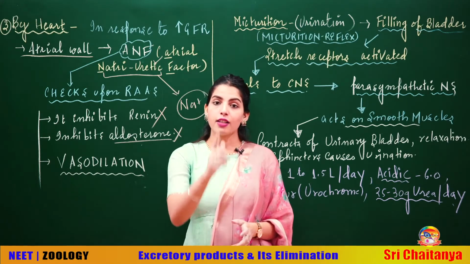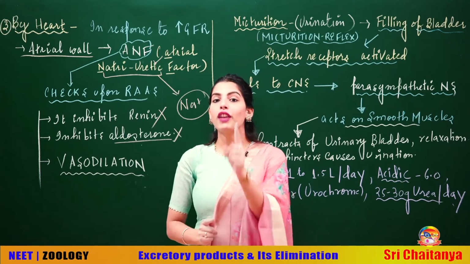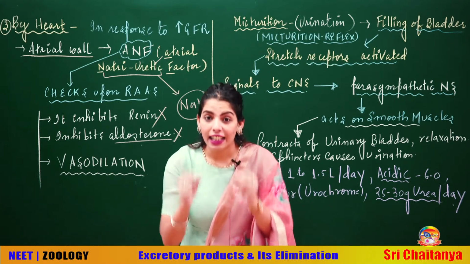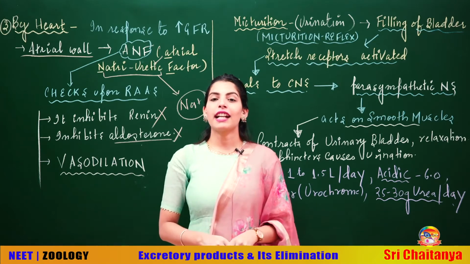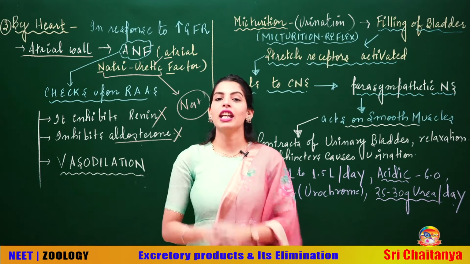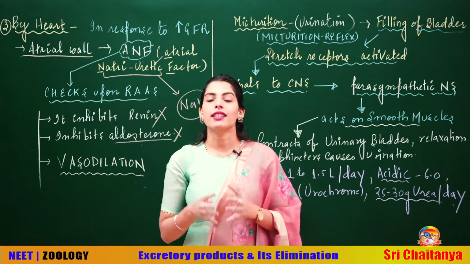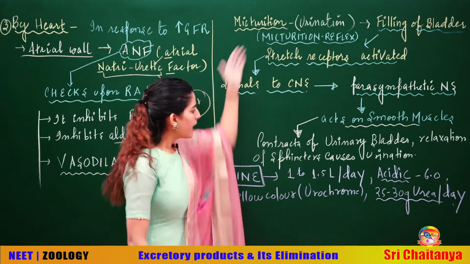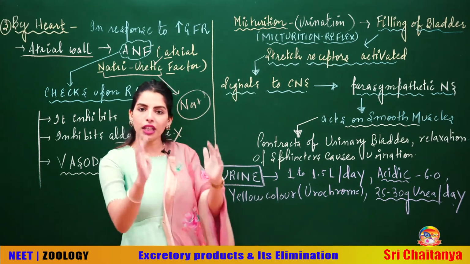Contraction of muscles is occurring, but the sphincters located in the neck region are getting relaxed. Involuntary relaxation of the internal sphincter and voluntary relaxation of the external sphincter causes this urination or micturition. So those are the steps involved in urination.